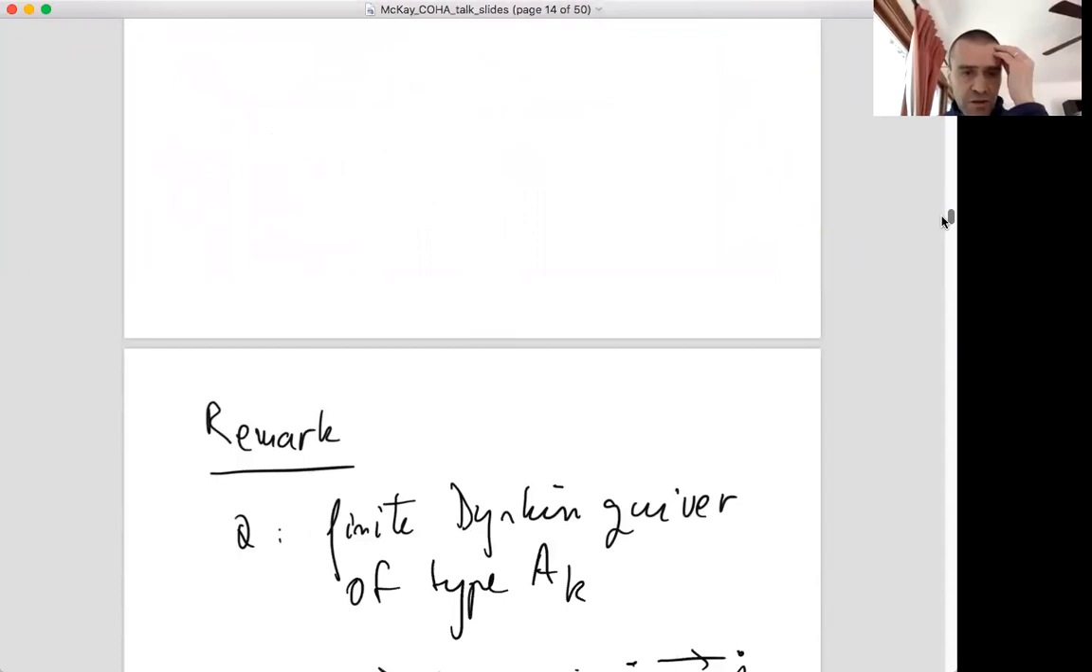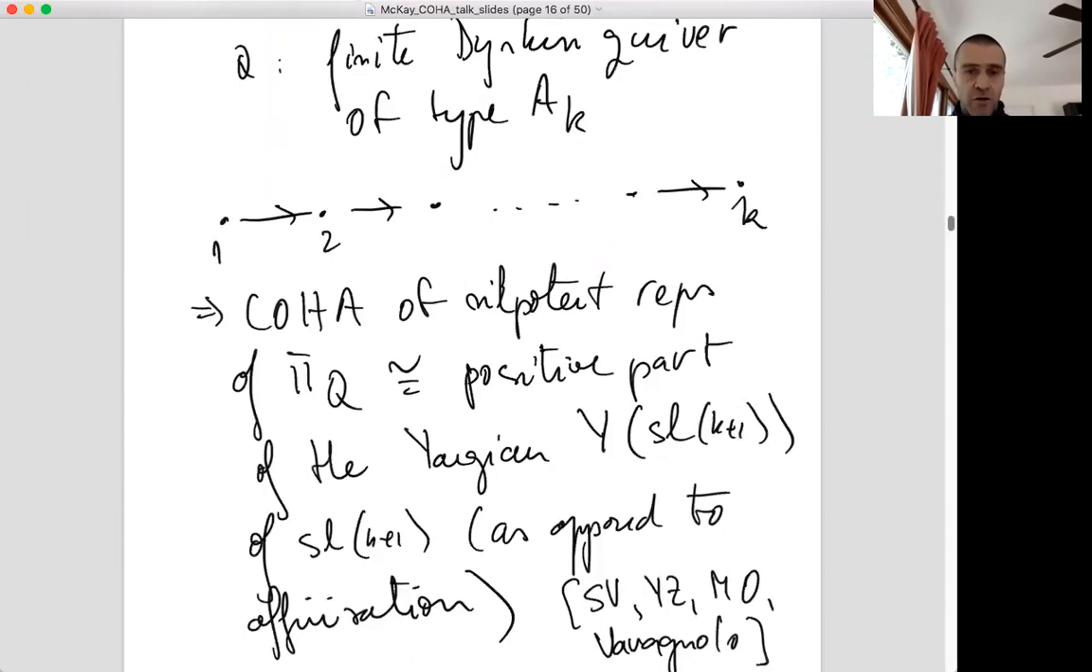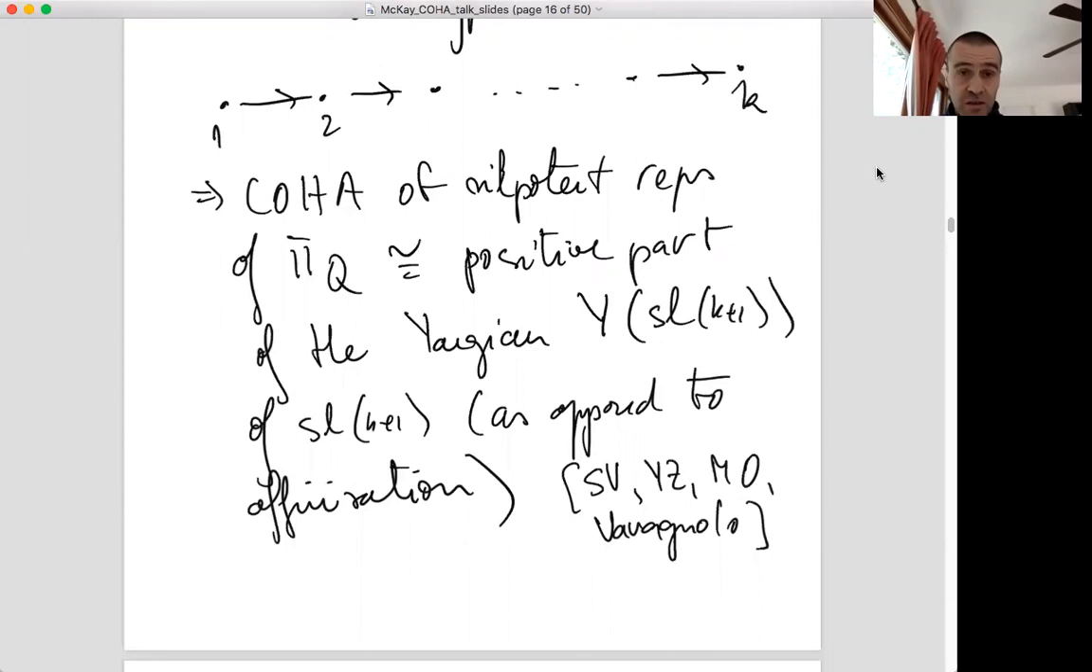Now you can wonder what happens if Q is a finite quiver of type A, as opposed to affine. So this time I just have a standard Dynkin diagram of type A. I don't have an arrow going back. And then again, the CoHA of nilpotent representations is known, again for pi Q, and it's the positive part of another Yangian, but this is not the affine Yangian, it's just the standard finite Yangian of sl_{k+1} in this case.